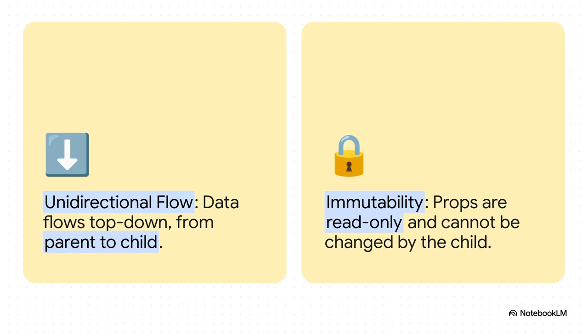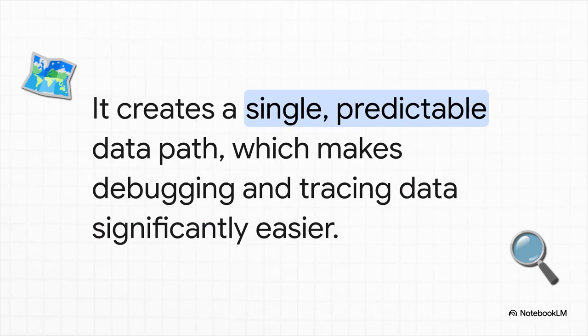A child component can look at its props, it can use them, but it is never, ever allowed to change them. So you might be asking, why? Why such a strict one-way street? Well, it all comes down to predictability. When a bug pops up in your UI, this rule makes your life so much easier. You can trace the data down a single, clear path from the top of your app. It makes debugging 1,000 times easier than if data was just flying around and changing from all directions.